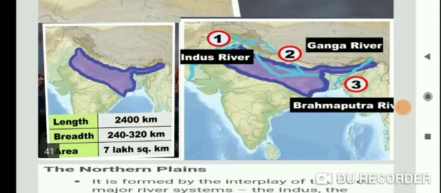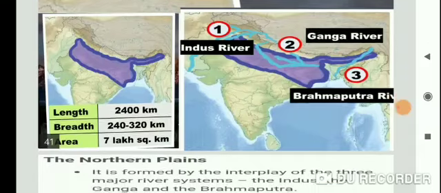On the second map, see the 7 lakh square kilometer of area. These plains are about 2400 kilometer long, and long means length, and between 240 and 320 kilometer broad, meaning breadth. Okay, now firstly you see that first is the Indus, second Ganga and Brahmaputra river, and this plain is formed by the three river systems, the Indus, Ganga and the Brahmaputra, along with their tributaries.